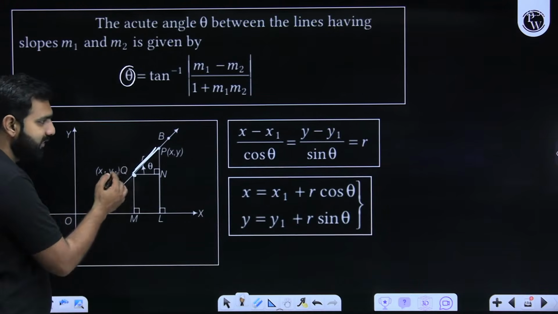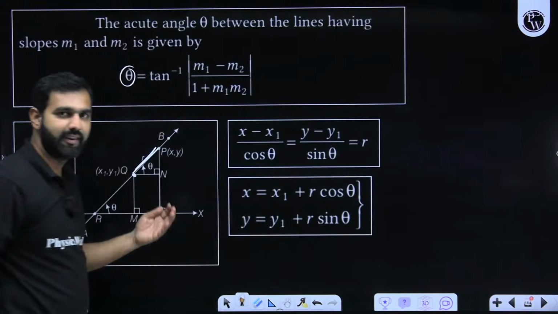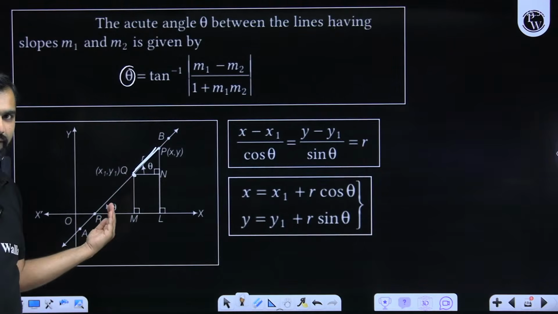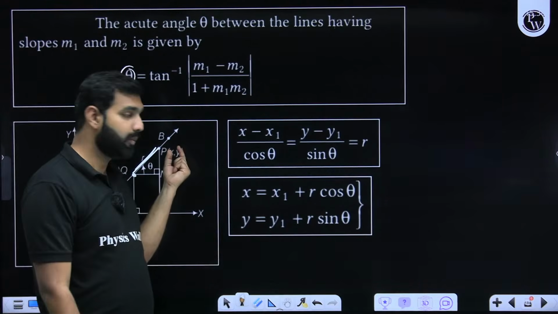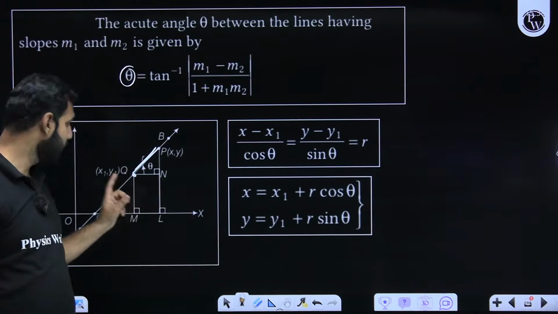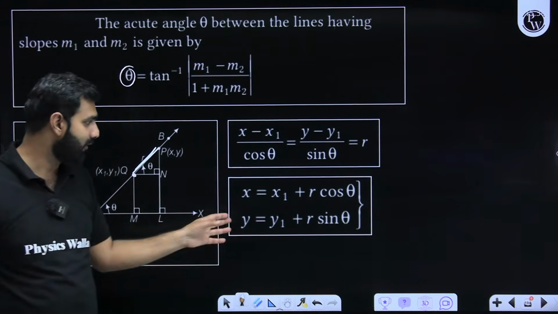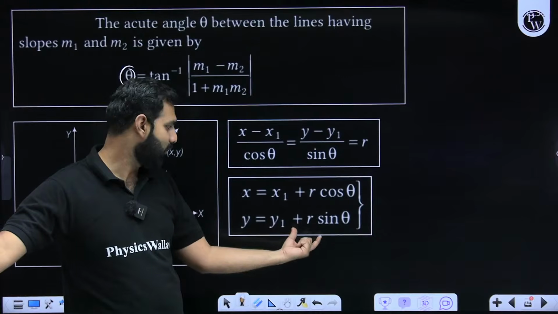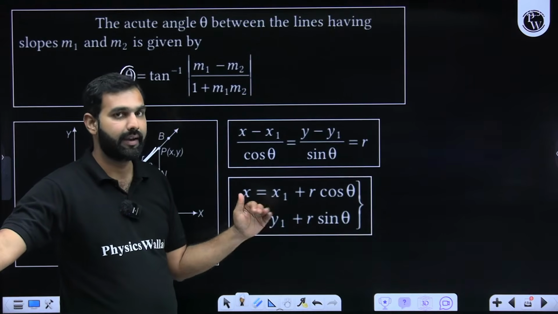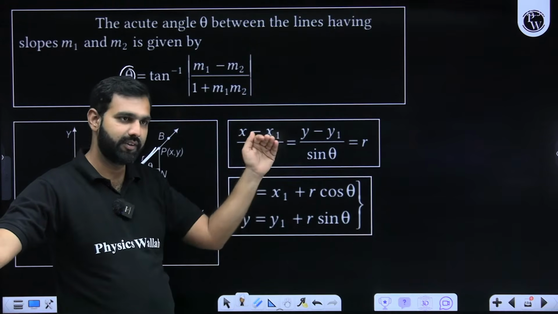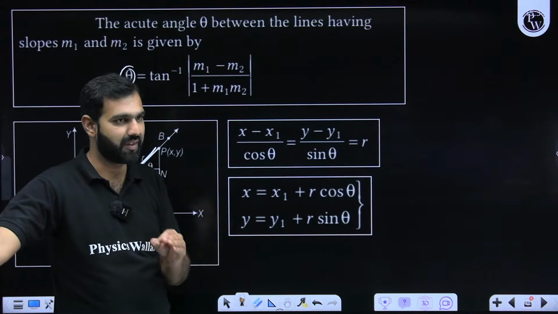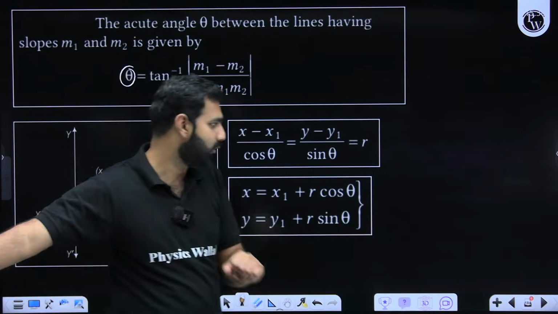So if it is r distance upward, I'll take it as plus r. If it is r distance downward, I'll take it as minus r. So parametrically, a point x comma y, r distance away from x1 comma y1 on this line can be defined as x1 plus r cos theta, y1 plus r sin theta. Depending, if it is above, r will be positive. If it is below, r will be negative. Everyone with me so far? Can I move ahead from here?